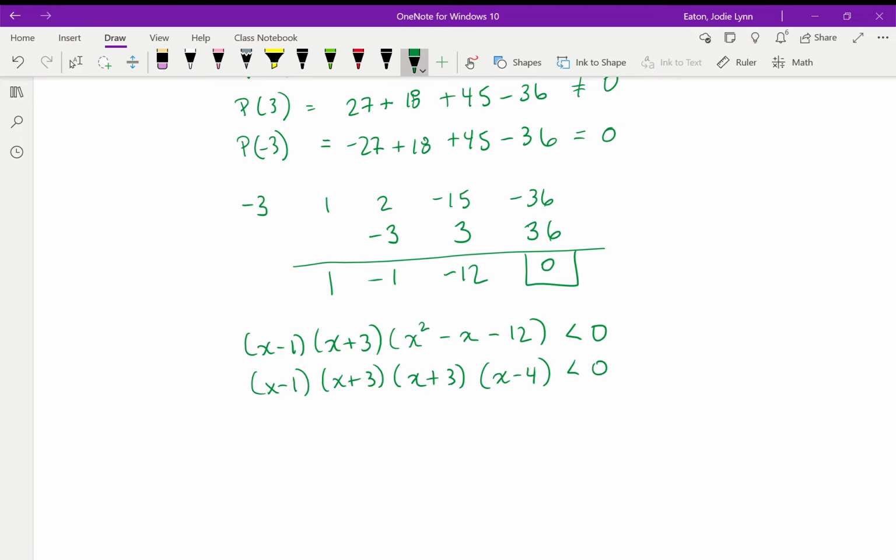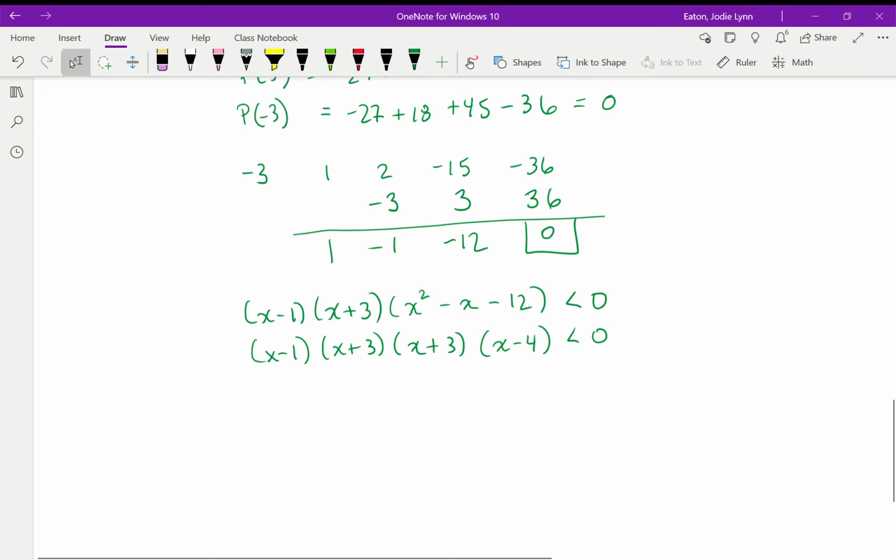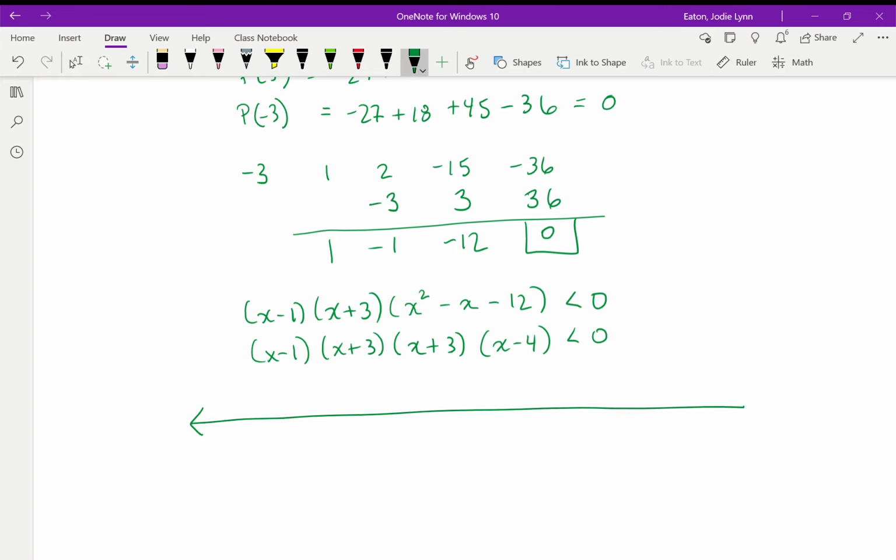So we're going to look at all of our roots. If we think of the left-hand side as a function, so now we would say y equals the left-hand side, we're thinking about on the graph where this would cross the x-axis, so where it would change from being positive to negative. So we are going to draw a lovely little sign chart.